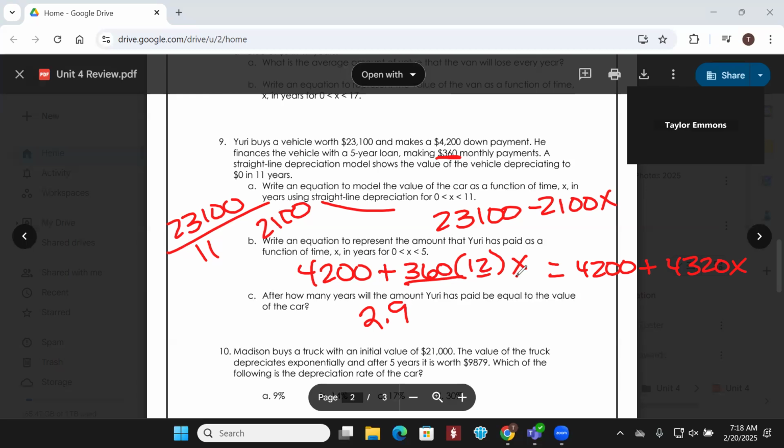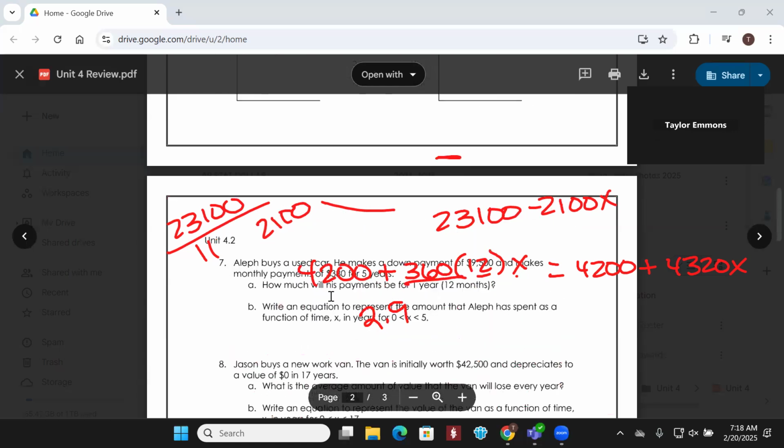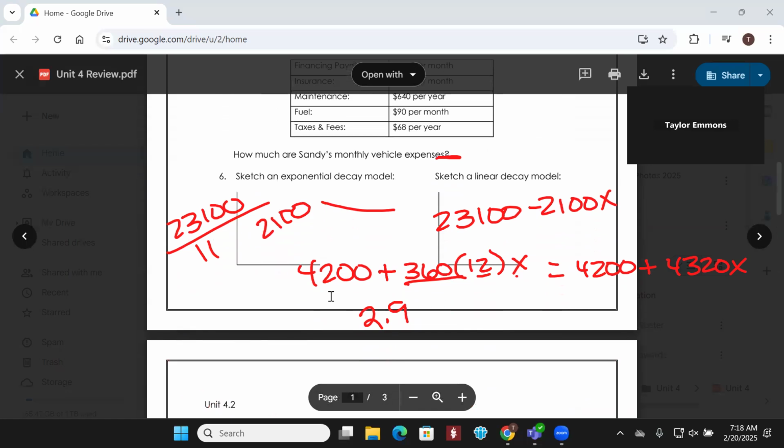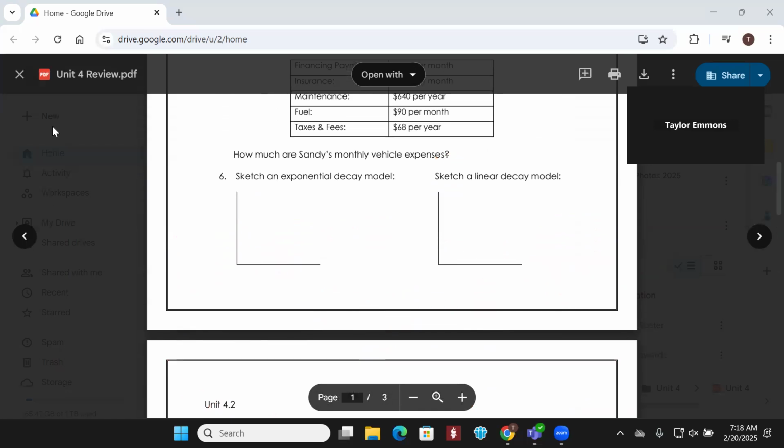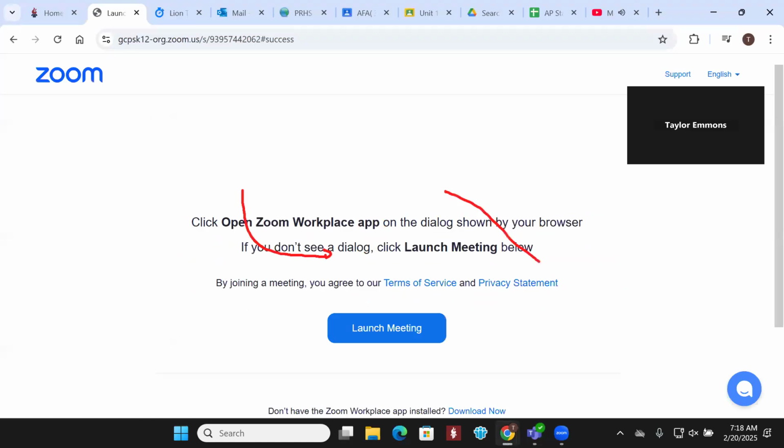All right, looking back at number 6, we're going to sketch an exponential decay model. So that's going to have a curve and it's going to go down. A linear decay model is going to be a straight line. Questions on that one?